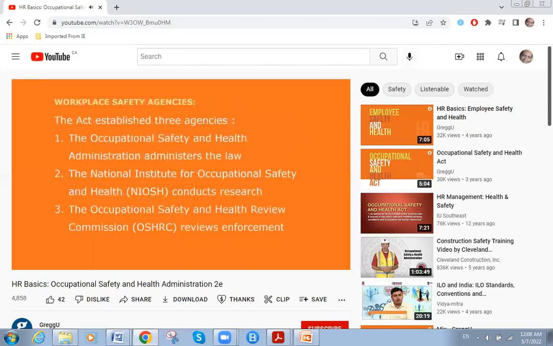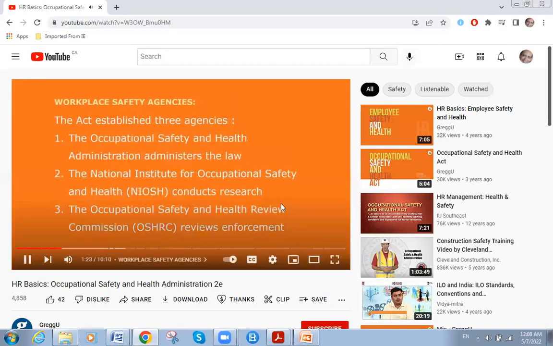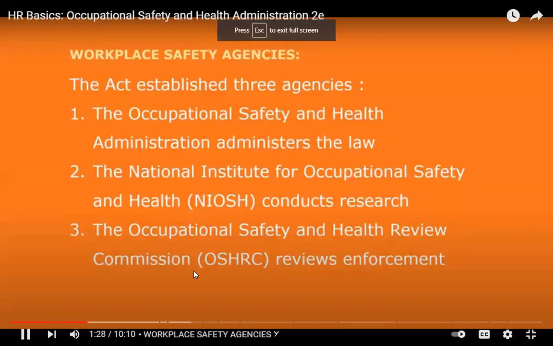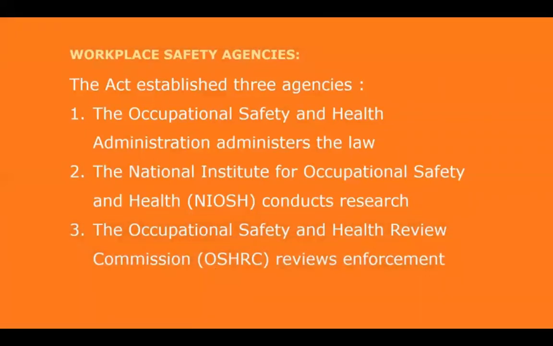The Occupational Safety and Health Act established 3 agencies within the Department of Labor to oversee various aspects of workplace safety. The Occupational Safety and Health Administration, known as OSHA, administers provisions of the law, conducts workplace inspections, and works with companies to improve worker safety. The National Institute for Occupational Safety and Health, known as NIOSH, is a supporting body that conducts research and develops safety standards. Finally, the Occupational Safety and Health Review Commission, the OSHRC, reviews OSHA enforcement actions and addresses disputes between OSHA and employers that are cited by OSHA inspectors.